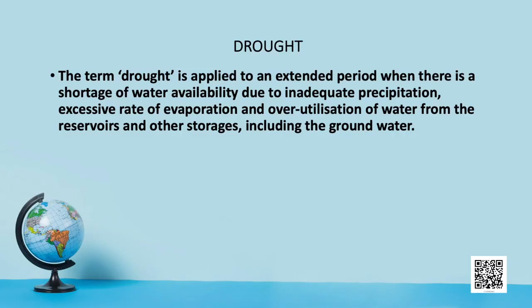What is drought? The term is applied to an extended period when there is a shortage of water availability due to inadequate precipitation, excessive rate of evaporation and overutilization of water from the reservoirs and other storage structures. It is a complex phenomenon because it involves elements of meteorology like precipitation, evaporation, evapotranspiration, groundwater, soil moisture, storage, etc. So, it also affects the socio-economic life and ecological conditions.